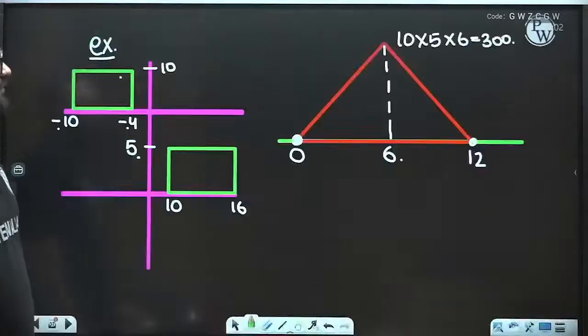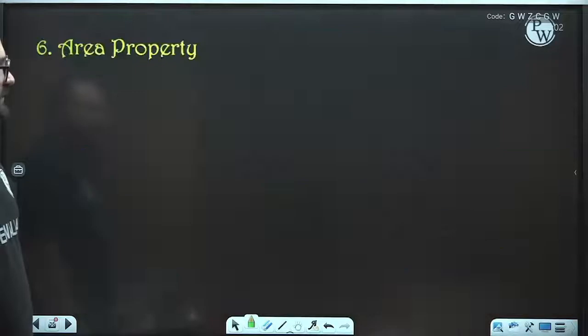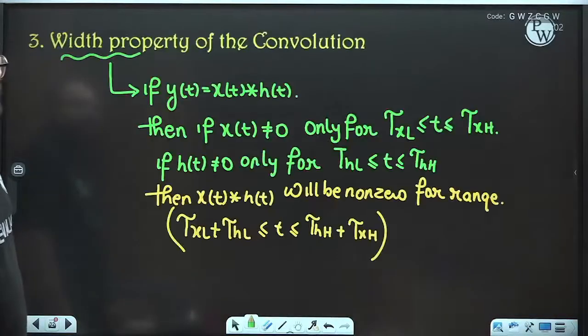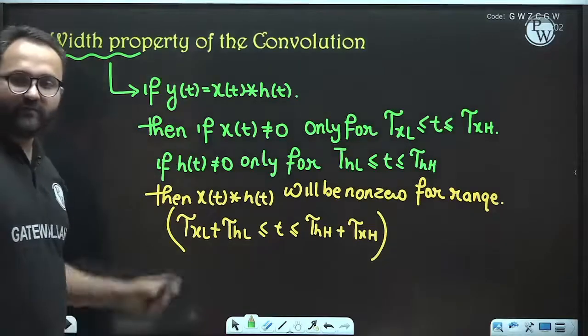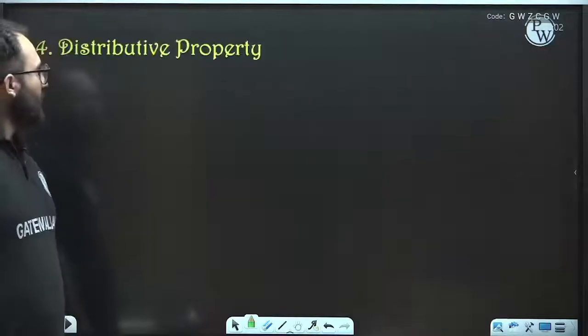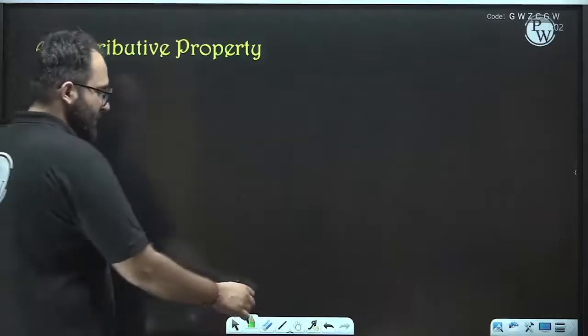Okay, so this is how we can convolve two rectangles very easily. Now let's come back to the properties. We have seen the width property and we have used it also. Now the distributive property. This is a very simple property.